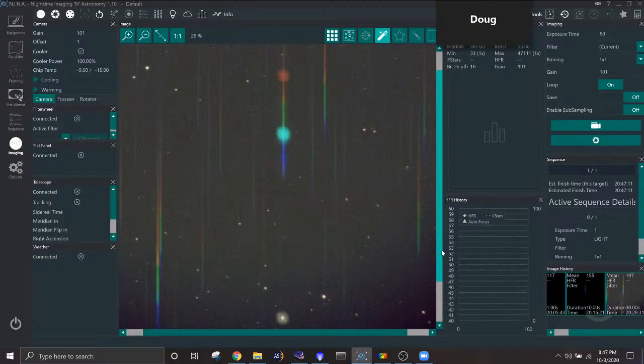Okay, well, that's going to be just the spectrum of the white dwarf. It's a little fainter. The central star of the Ring Nebula, but that's pretty faint.